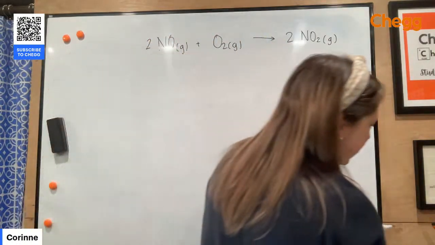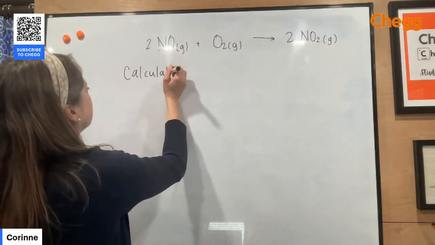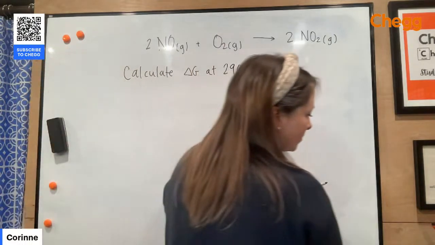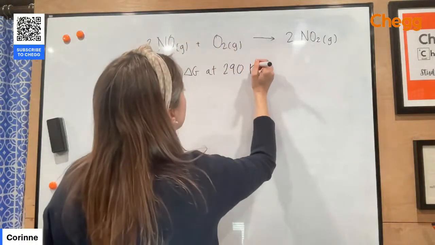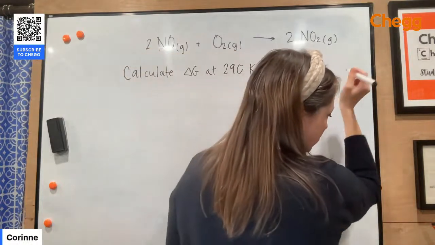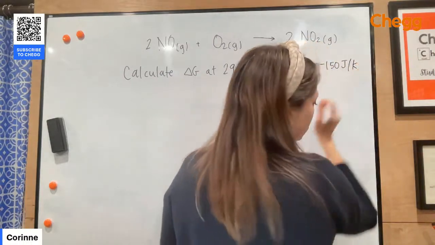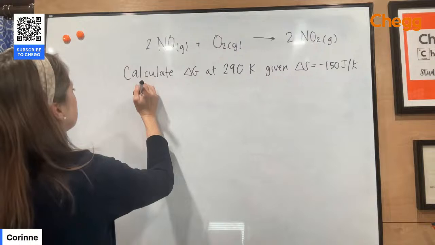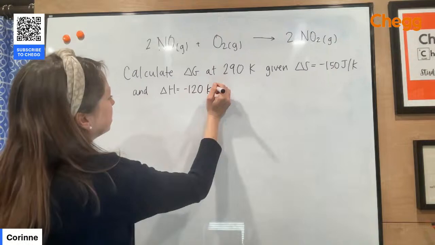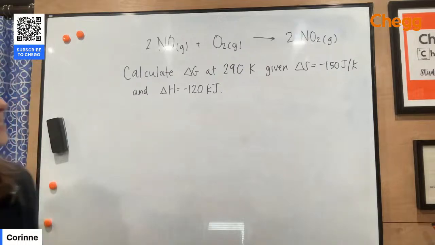All right, so let's calculate delta G at 290 Kelvin, given a delta S value of negative 150 and a delta H of negative 120 kilojoules.